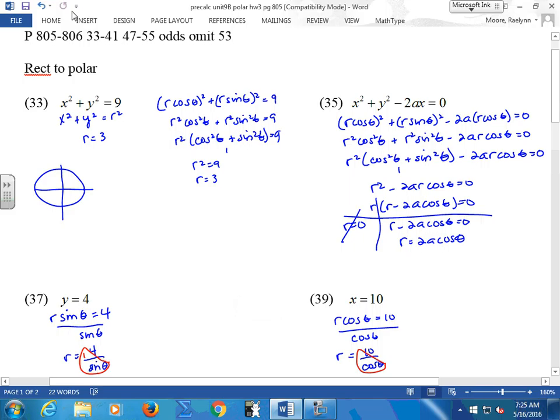You're going to use your x squared plus y squared equals r squared. You're going to use your x equals r cosine theta, and r sine theta equals y. And that deals with x and y. And let me just put up a circle right here.